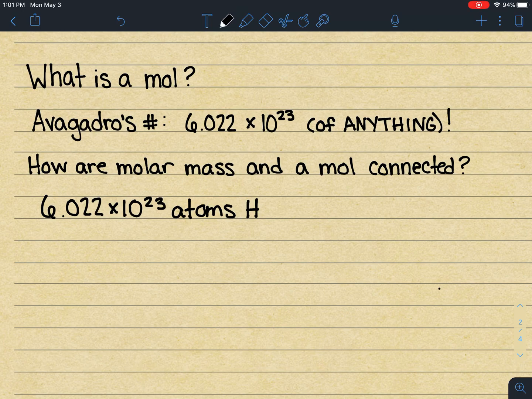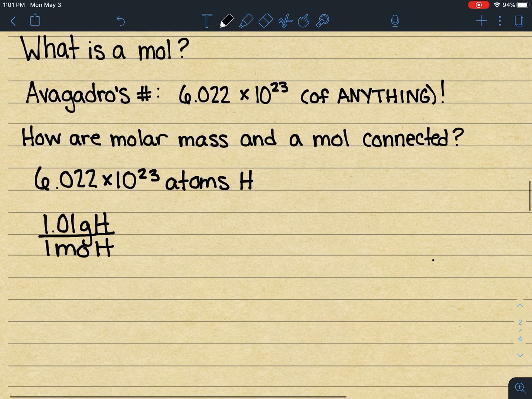So if I have the molar mass of hydrogen, which we know is 1.01 grams, that's going to be 1.01 grams of hydrogen for every 1 mole of hydrogen that I have. And that 1.01 grams of hydrogen should contain 6.022 times 10 to the 23rd atoms of hydrogen.